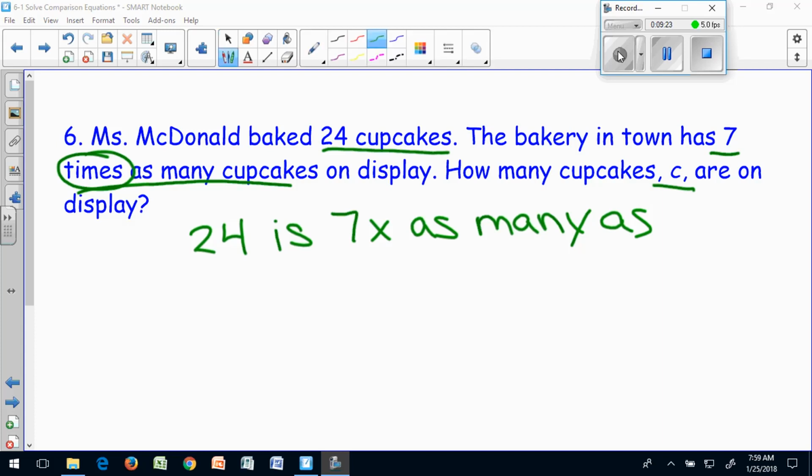Oops, I realized I wrote this wrong. 24 should be C. C is 7 times as many as 24. Sorry about that.